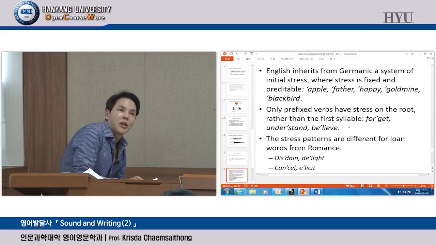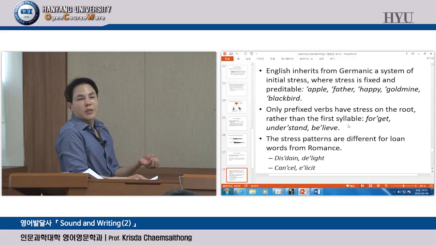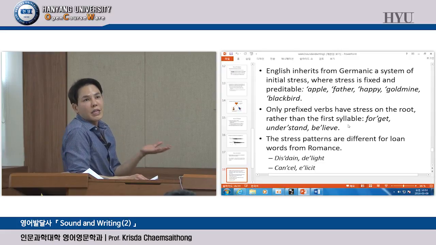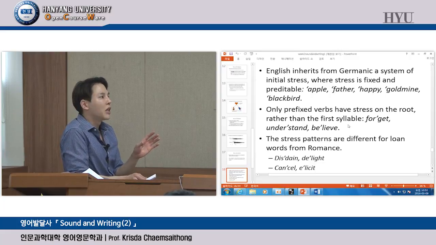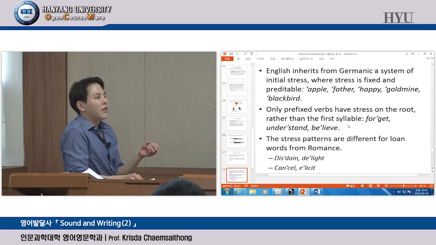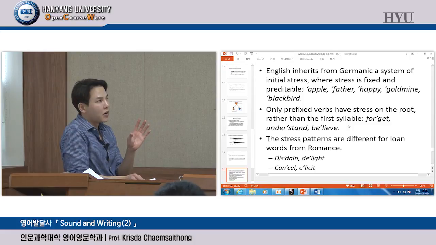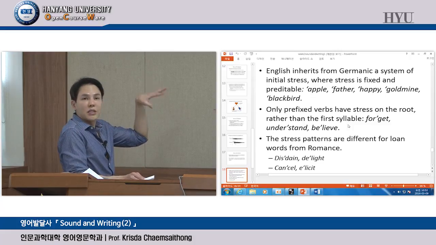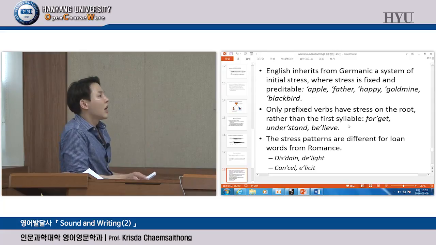With this exception only. Only prefix verbs, verbs that have a prefix, the stress will be on the root. That's common sense, right? Because the root is the most important part. So in things like forget, the stress is on the root, which is get, because for is a prefix, right? Understand, the root is stand, so you put the stress there, and believe, the stress is here, live, right? And then be is a prefix. So all of these are native English words, right?